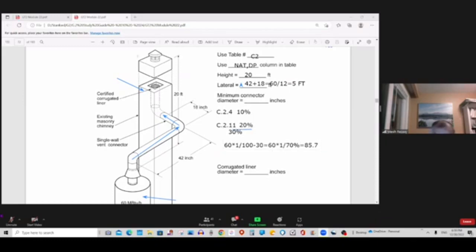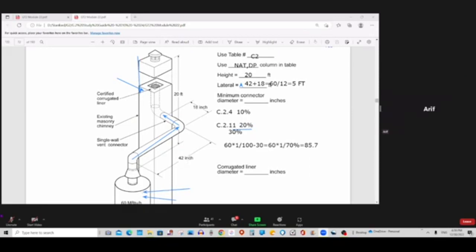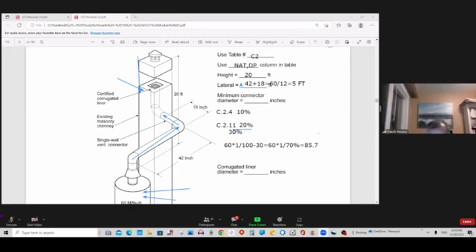It means when we say reduction of the vent, it means increase the capacity of the appliance. Yes, sir. I got it. So by this one, if you look at table C2 under natural draft, you will find this one here, 5 inch. So the answer for the liner is 5 inch.